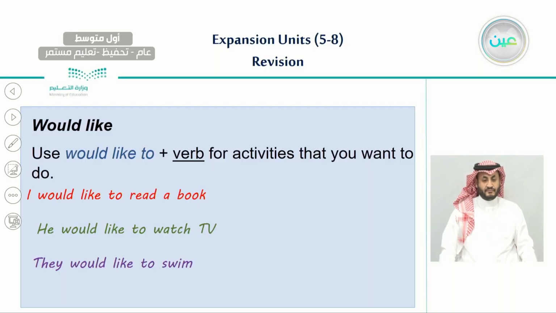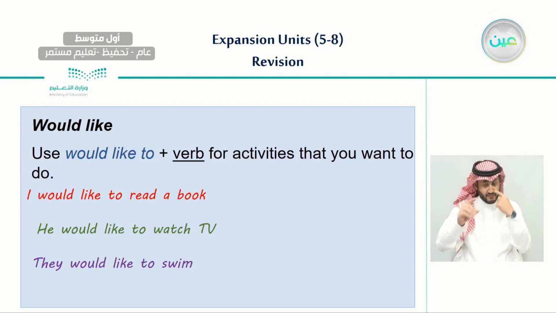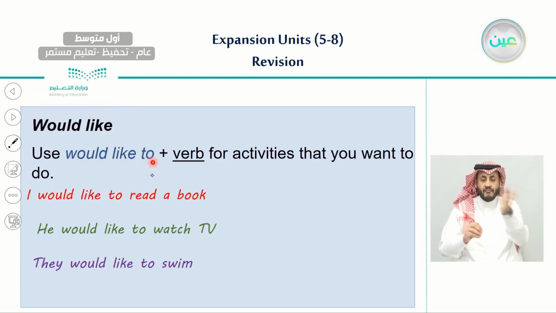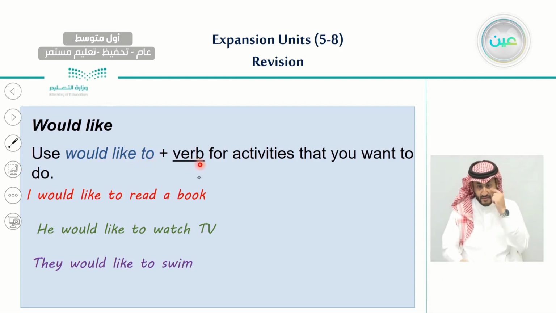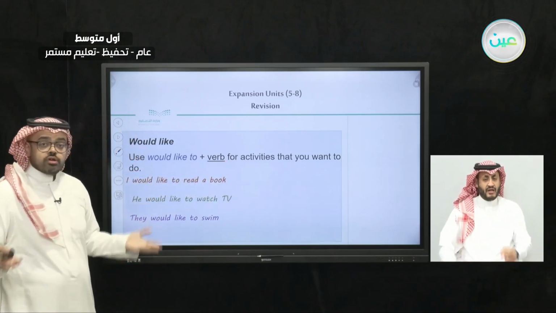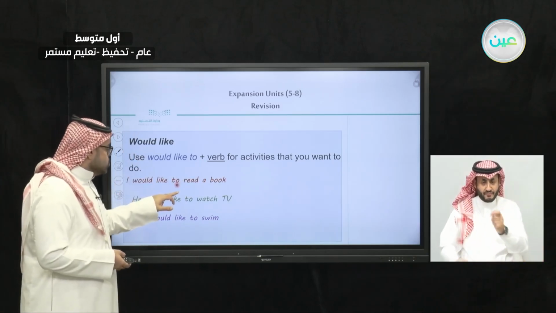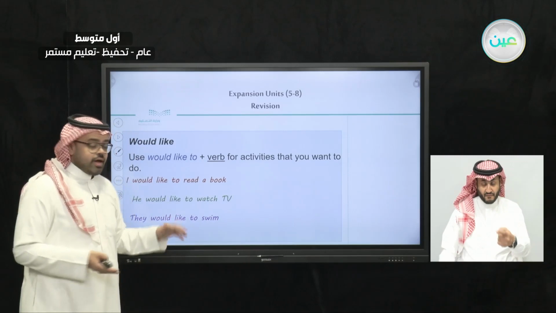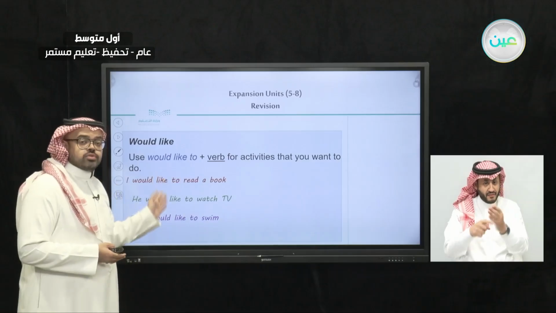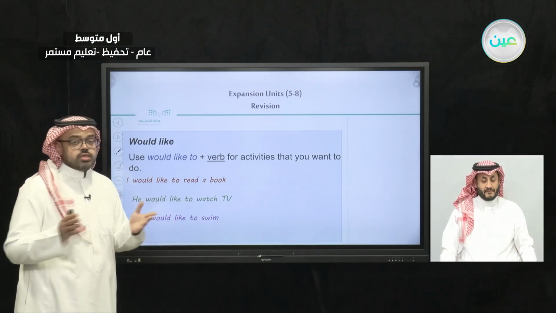And here we have would like plus a verb, not would like only, but would like with the word to plus a verb. So in this one, not only would like, but also a to. And when can we use this? We use it if we follow it by a verb, just to talk about the activities that we want to do. For example, I would like to read a book. So here, after would like to, I have added a verb. So after would like to, we add a verb, not a noun.